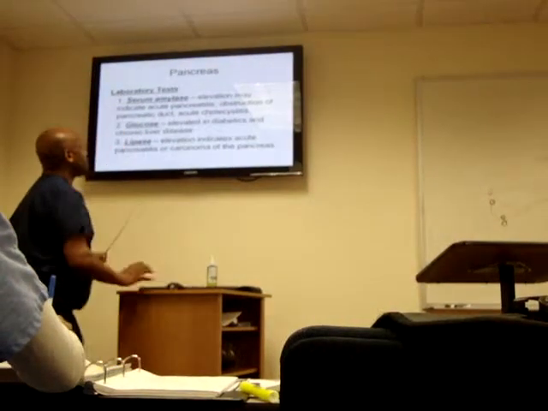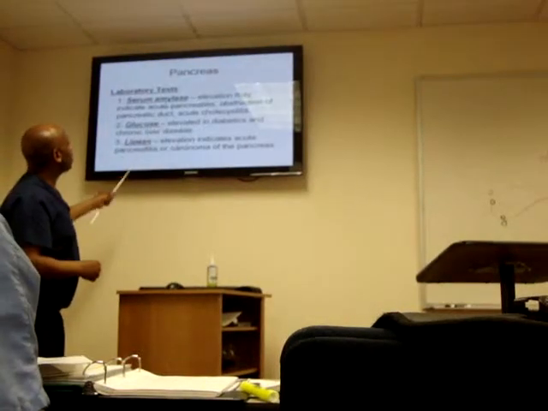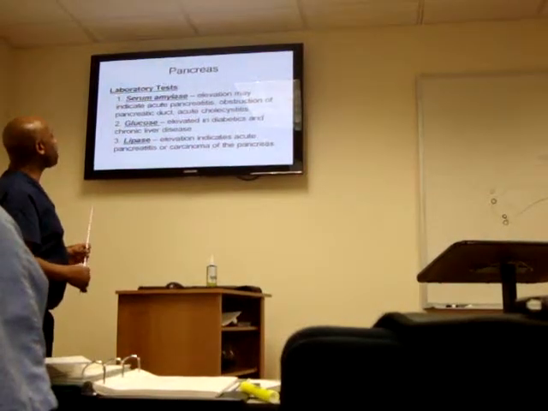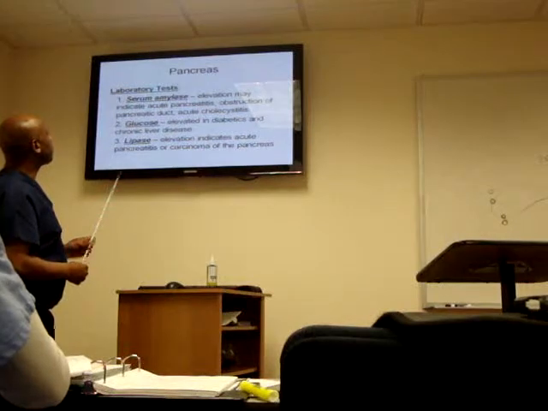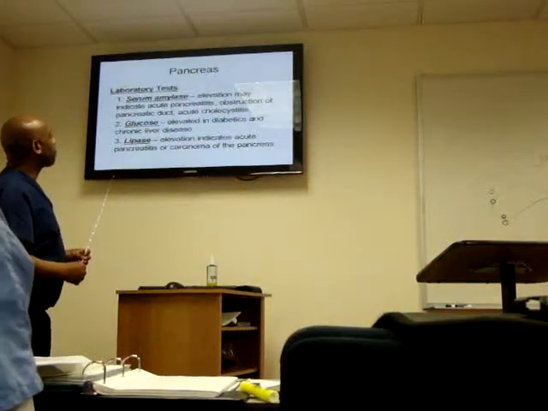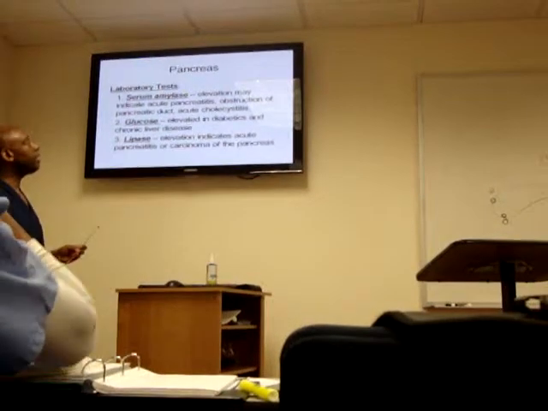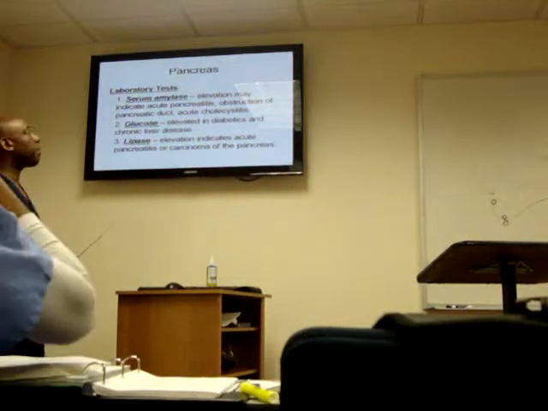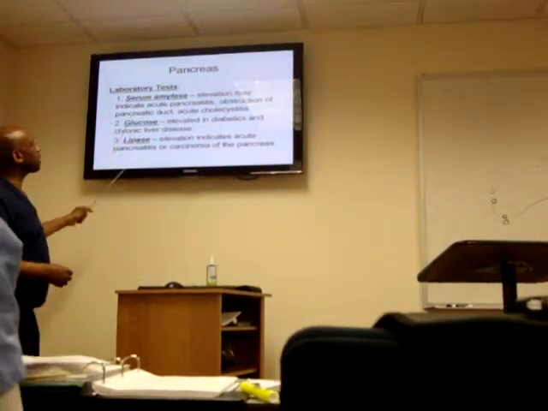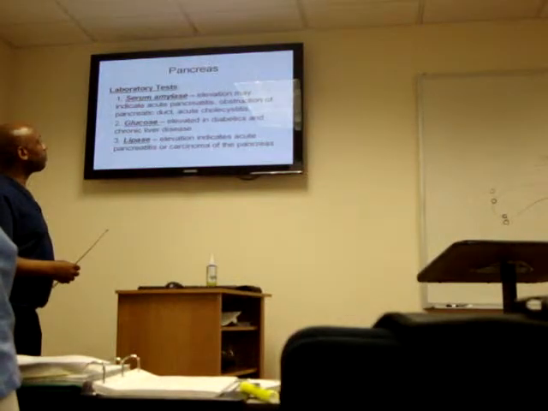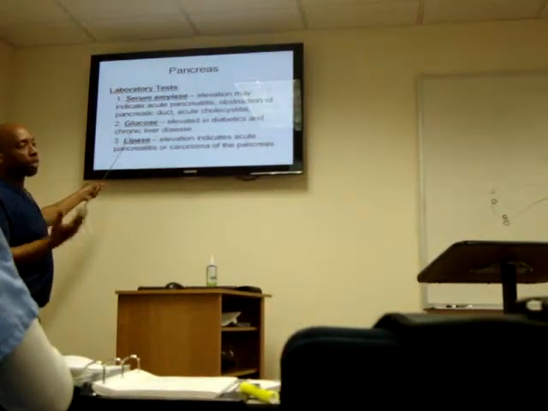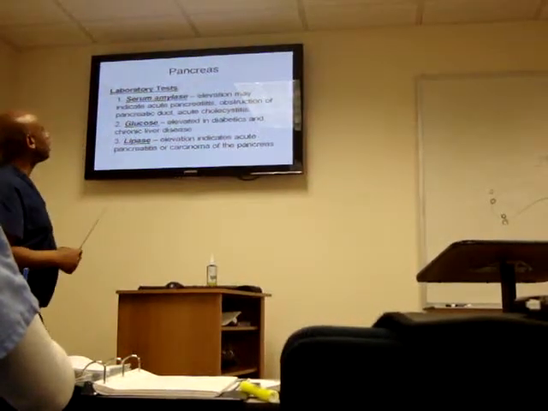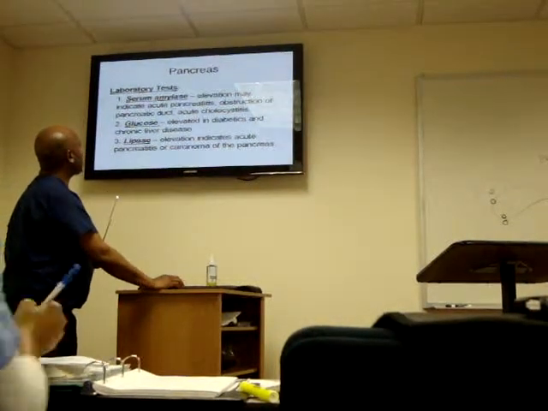The important lab tests are the amylase and the lipase. Important pancreatic function tests, amylase and lipase. When they are elevated, they very often indicate inflammation. So patients with pancreatitis, for example, would have elevation of the amylase and the lipase. Glucose elevation is in diabetic patients. But in patients with pancreatitis, the amylase and the lipase are elevated.